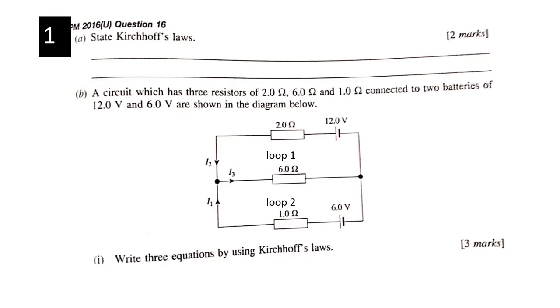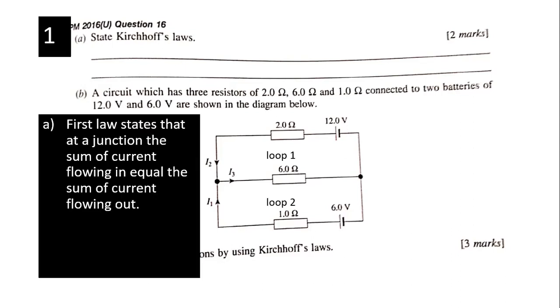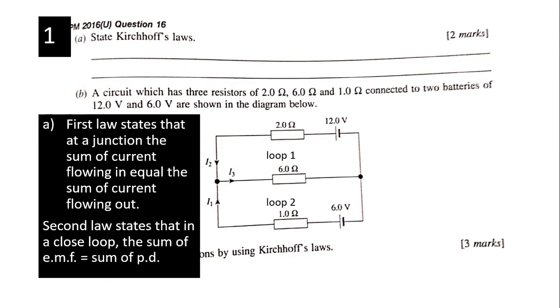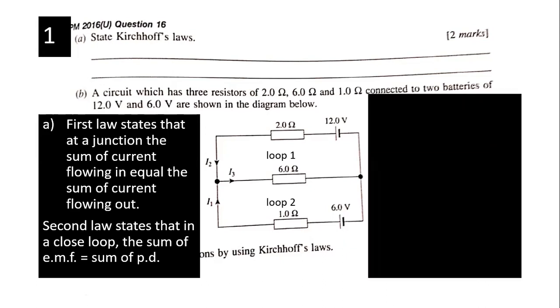In a closed loop, the algebraic sum of the product of the current and resistance is equal to the algebraic sum of the EMF in the loop. Okay, sum of EMF equals sum of PD. You should be able to write the equation at this junction. Kirchhoff's first law, how to apply? I1 plus I2 equals I3. Okay, good.